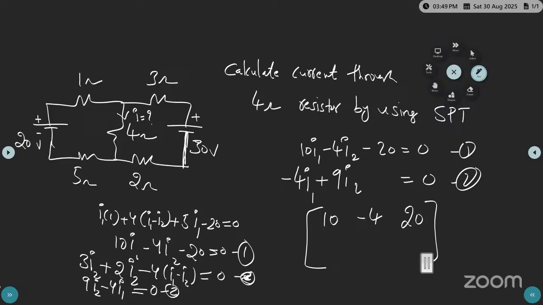Second equation: -4, 9, 0. -4 means negative here, -4. Enter. 9, enter. And 0. What is the value of I1? X is equal to what we got. X is nothing but I1. I1 is equal to how much now? 2.434. Did you get it?